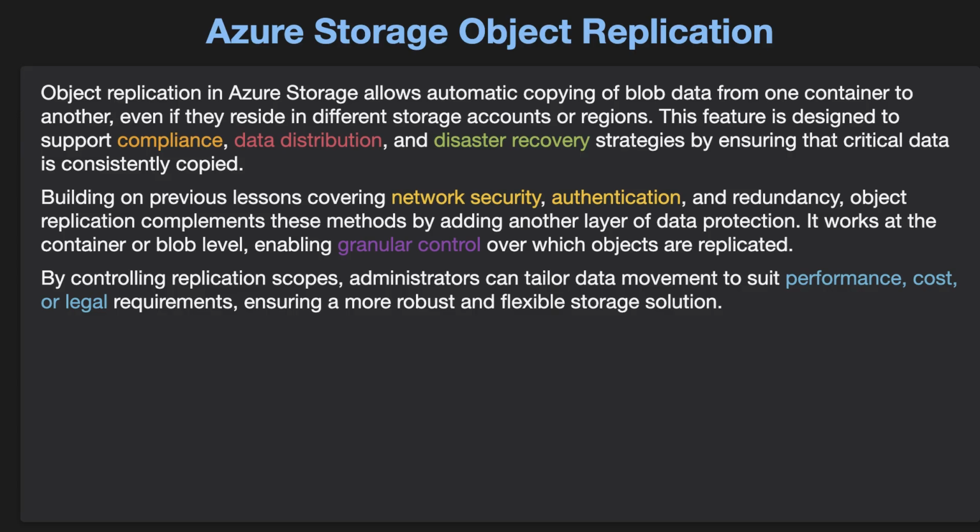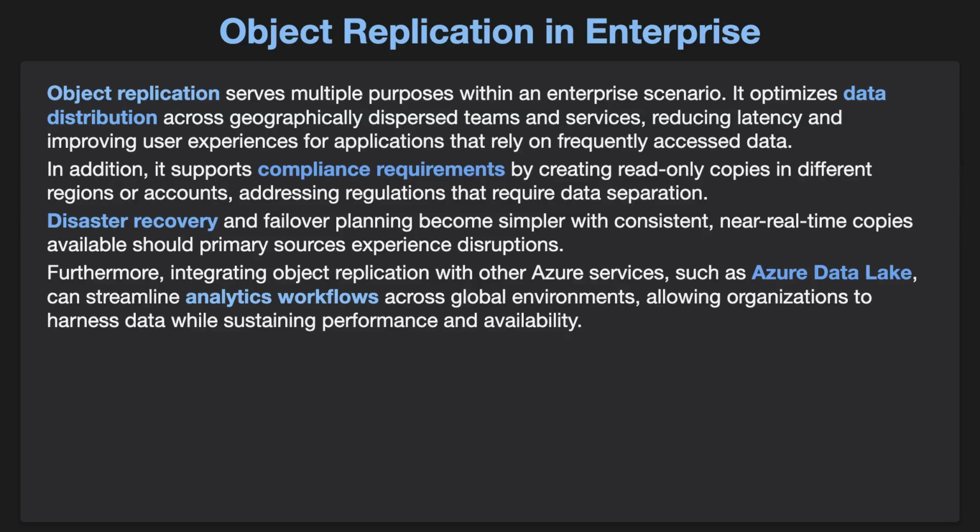By controlling replication scopes, administrators can tailor data movement to suit performance, cost, or legal requirements, ensuring a more robust and flexible storage solution. Object replication serves multiple purposes within an enterprise scenario. It optimizes data distribution across geographically dispersed teams and services, reducing latency and improving user experiences for applications that rely on frequently accessed data. In addition, it supports compliance requirements by creating read-only copies in different regions or accounts, addressing regulations that require data separation.